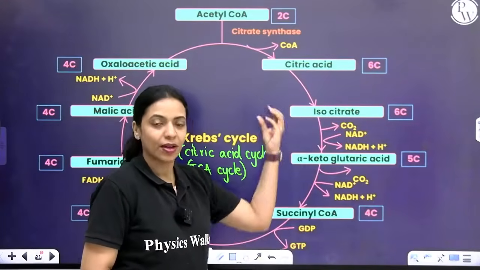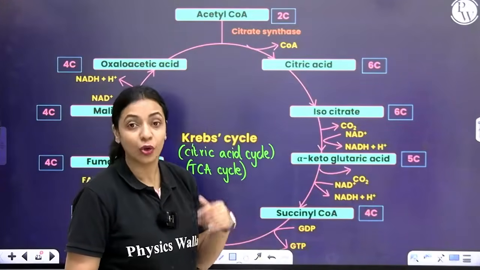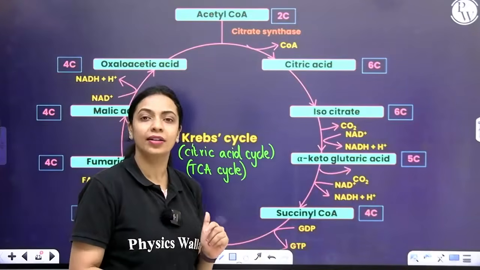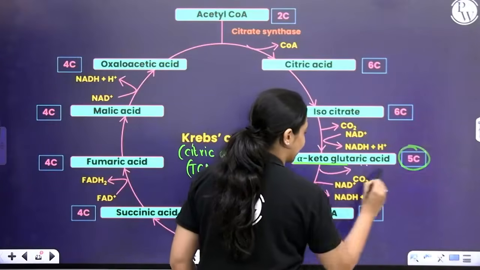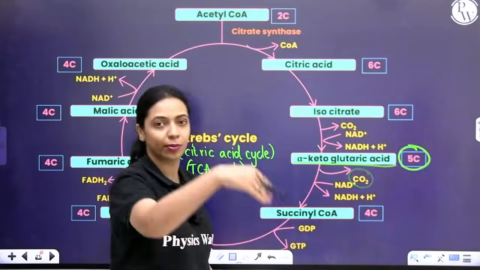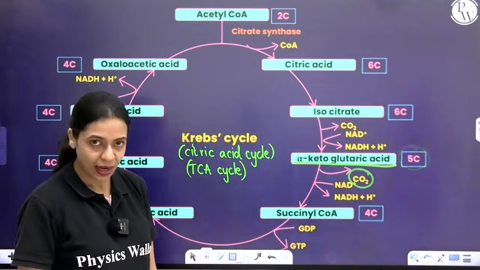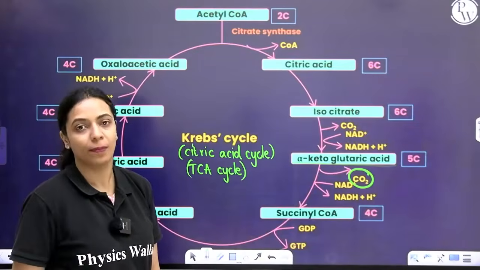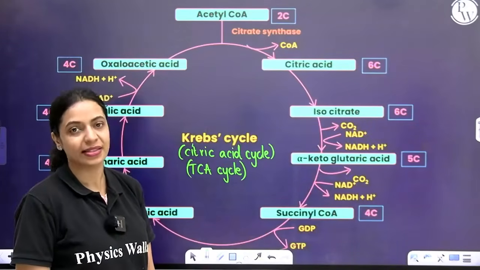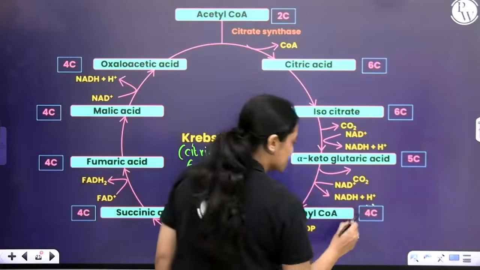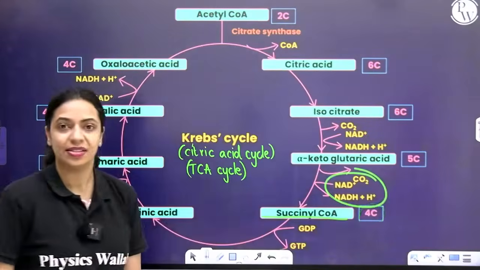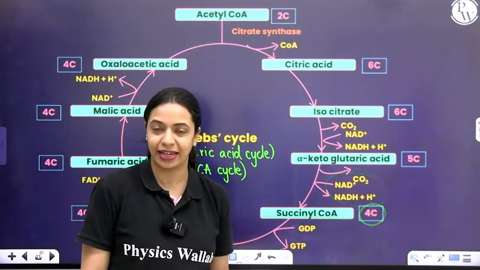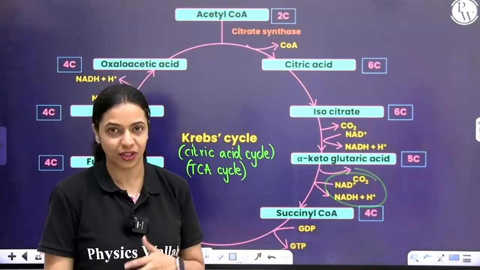In the next step, 5-carbon alpha ketoglutaric acid will again undergo decarboxylation. So this 5-carbon alpha ketoglutaric acid will lose another carbon in the form of a carbon dioxide molecule and form a 4-carbon compound called succinyl coenzyme A. Even during this process, a molecule of NADH plus H plus will get formed. NAD plus will get reduced to form NADH and H plus.